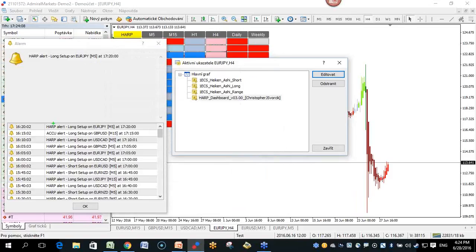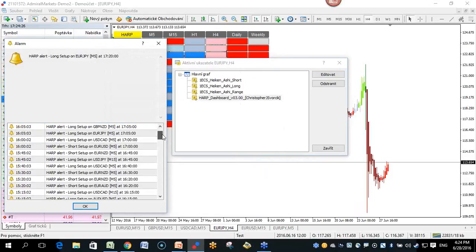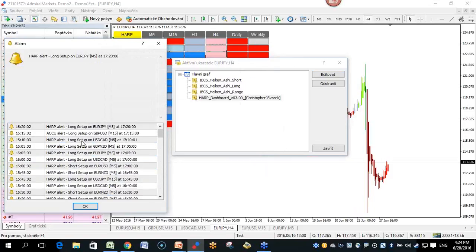So you will see not only the system, but the pair, obviously, the time frame, and what time that alert occurred. There are a lot of Harp alerts because there is a lot of alignment of the 5 and 15-minute charts. You see a lot of short-term signals here because I have 5 and 15 on, so you're going to get more signals. Also Accu as well: euro yen, euro dollar, pound dollar, euro yen, euro dollar again, you see?